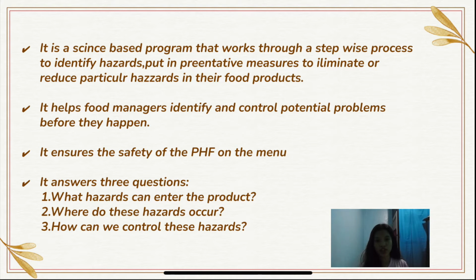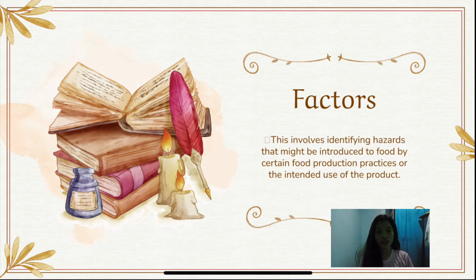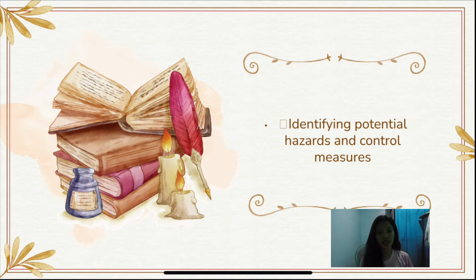And also, HACCP provides the framework to produce food safely and to prove that they were produced safely. So the first principle is about hazard analysis. This involves identifying hazards that might be introduced to food by certain food production practices or the intended uses of the product. So, this analysis identifies potential hazards and control measures.